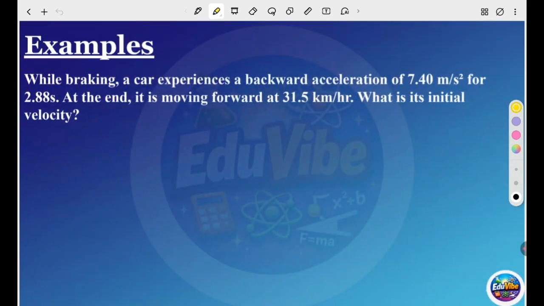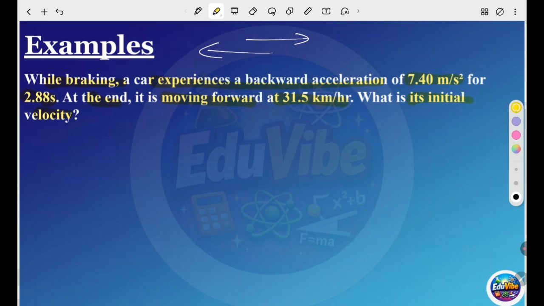So let's deal with an example using the formula for acceleration. While braking, a car experiences a backward acceleration. So the acceleration is in the opposite direction, with the velocity in the forward direction and the acceleration in the backward direction. The acceleration is given as 7.40 meter per second squared for 2.8 seconds. At the end, it is moving forward at 31.5 kilometer per hour. What is the initial velocity?